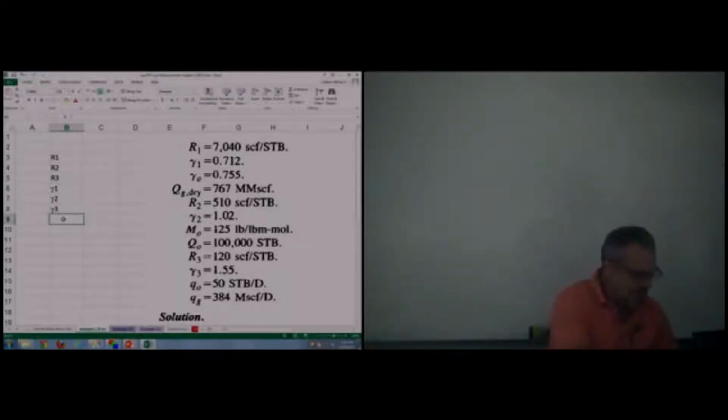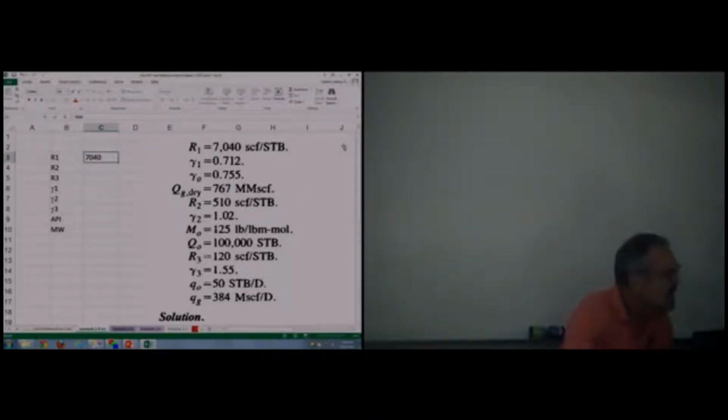And I need API. I don't have it, I don't think. Yeah, I gave him the molecular weight. Okay, R1, 7040. R2 is 510. R3 is 120. Gravity 1 is 0.712, 1.02, and this number seems pretty large to me. And I don't have the API, they gave me the molecular weight.